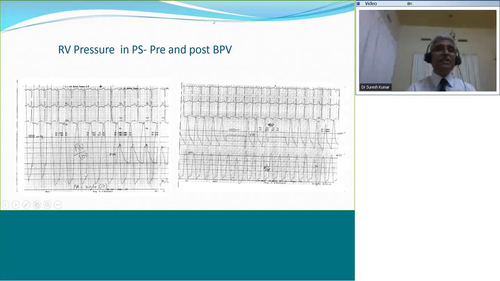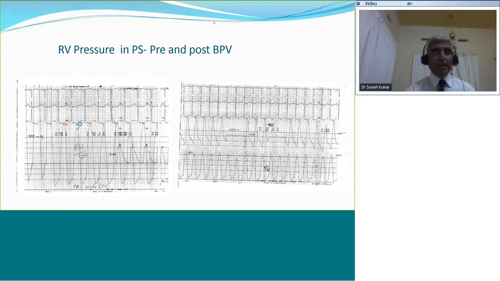This is a right ventricular trace in severe valvar PS. Now, how do you say this is severe valvar PS? This is the femoral artery trace, and here is the 100 gradient. So here, the femoral arterial pressure, the systolic, is around 80, whereas the RV systolic pressure is at least 120. So RV is suprasystemic.